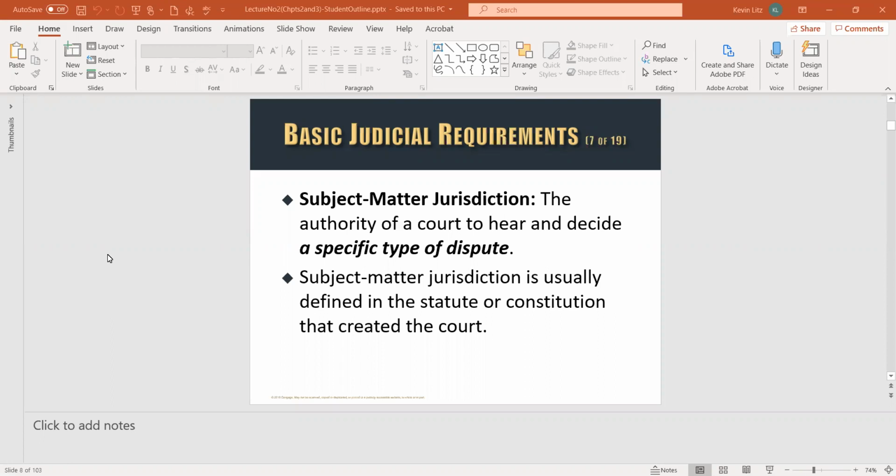Well, for example, if you go down to the Tulsa County Courthouse, some judges will be hearing domestic cases, adoptions, divorces, etc., child custody. A different judge will be hearing just general lawsuits between companies, between individuals. A different judge will be hearing criminal cases like your speeding ticket or something like that. So that's a subject matter jurisdiction, and the courts will be divided up into hearing different subject matters.